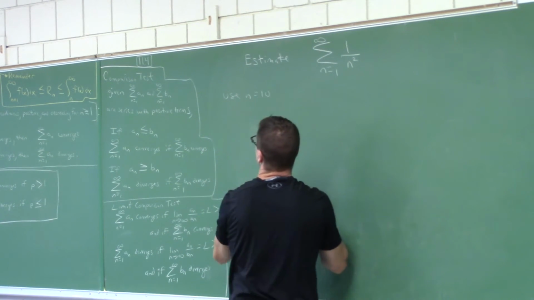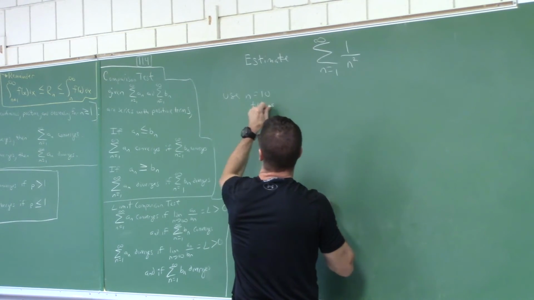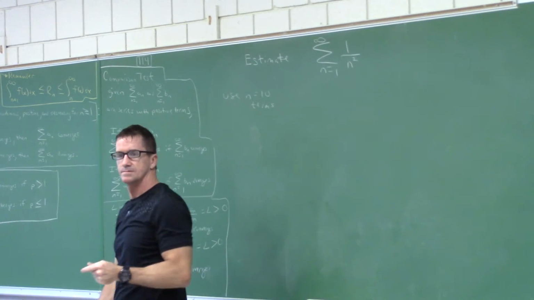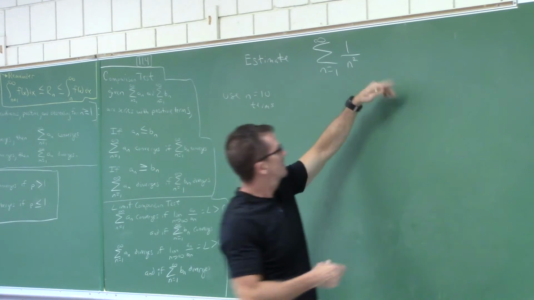And they want you to use 10 terms to estimate what the sum is. So what does that mean? I gotta do a what? I'll start writing it out.